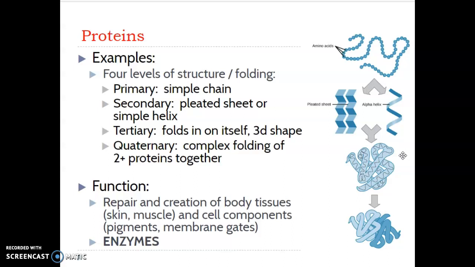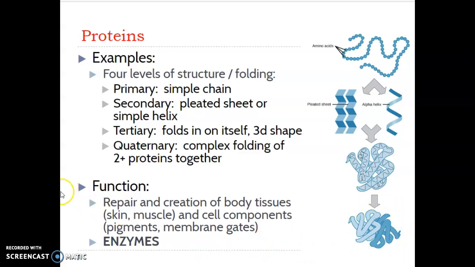And then quaternary proteins, which are 4th degree proteins, they fold together not only in on themselves, but they fold together on multiple proteins. And that's what's going to make our enzymes. And they have a very unique shape that allows them to do their job. And in order to do that, they have a lot of complexity.